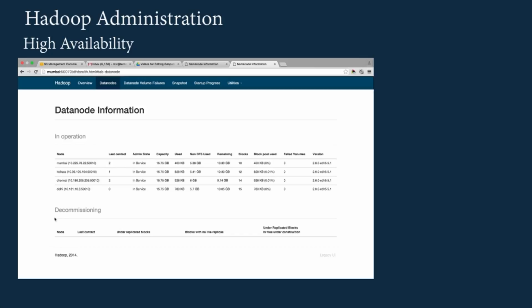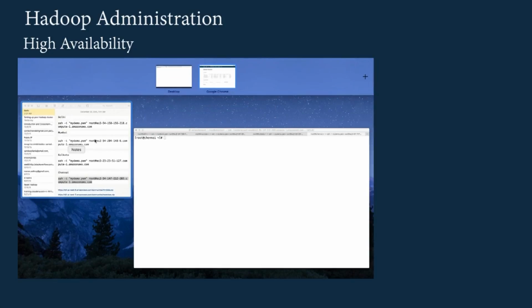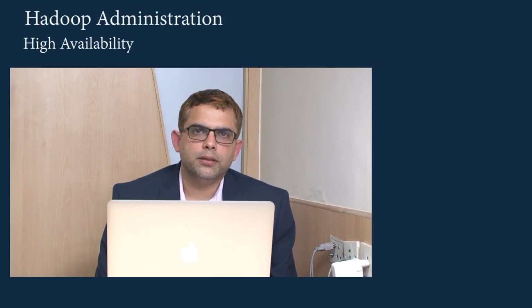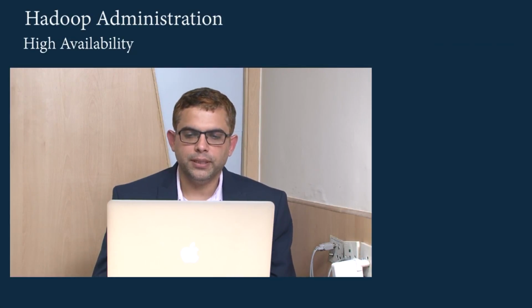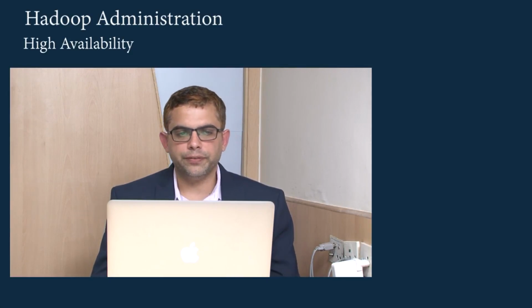So this was high availability in Hadoop. We've seen how one goes down, other takes over. This is high availability in Hadoop. So this is what we've done for high availability. Now that we've seen high availability and we've seen the fact that one goes down, other comes up, let's quickly summarize what we've done so far.